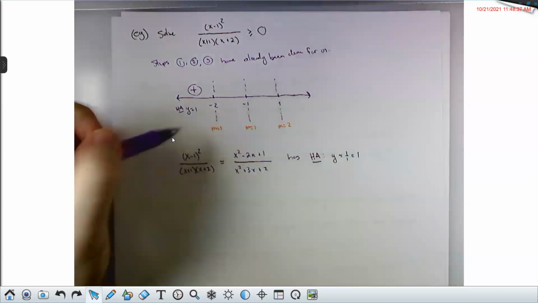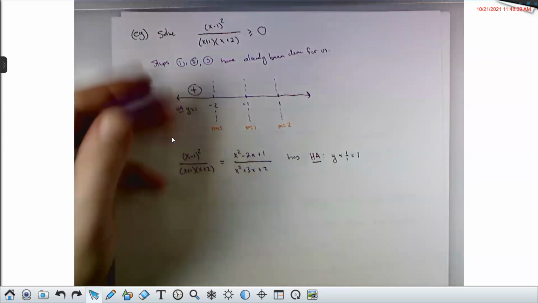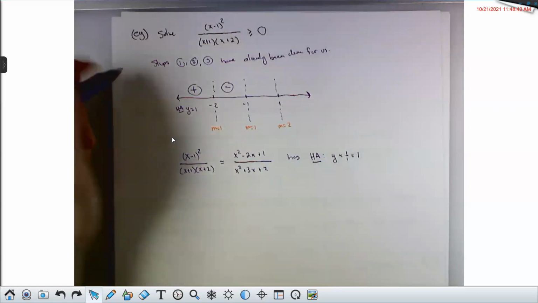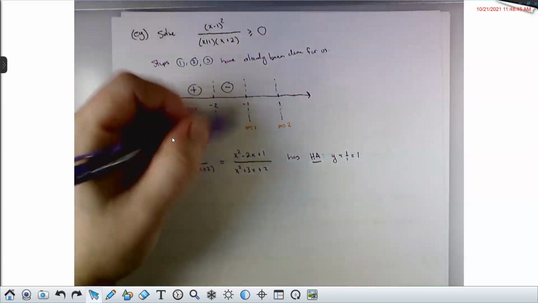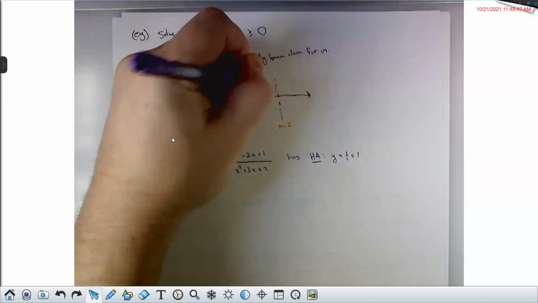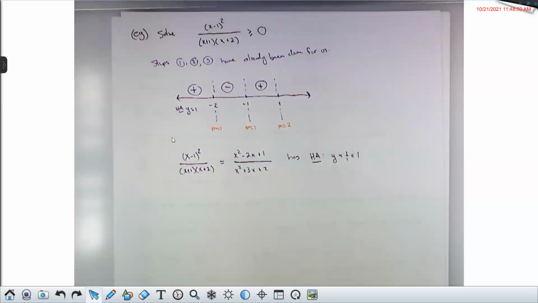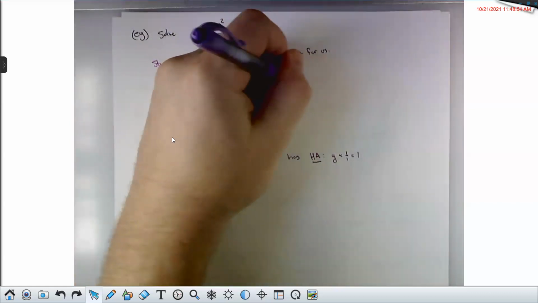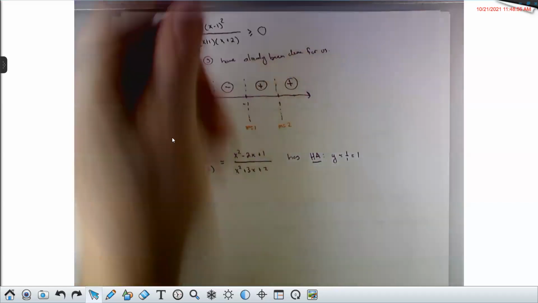Now, as we jump over this multiplicity 1 thing, we're going to change sign because that's an odd multiplicity. As I jump over this multiplicity 1 thing, we're going to change sign because that is an odd multiplicity. And as I jump over this thing, I'm not going to change sign because that is an even multiplicity.